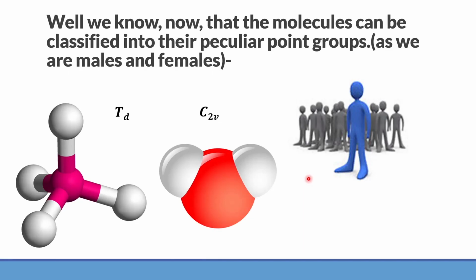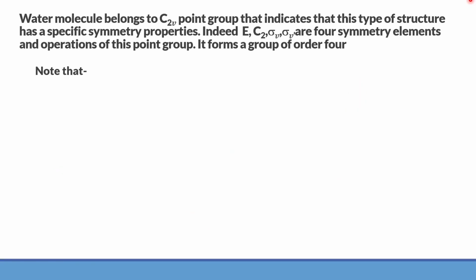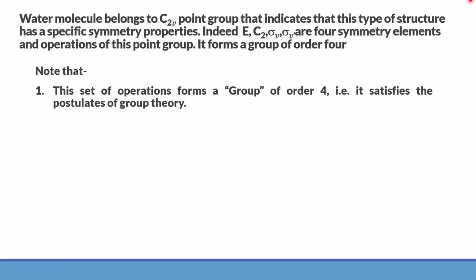We know that molecules have been classified into various symmetry properties, like males and females we have. Similarly, molecules have peculiar characteristic point groups, like for water it is the C2V character table, and for another it is a tetrahedral molecule. If we talk about the water molecule, it has a peculiar C2V point group that has 4 symmetry elements: identity E, C2, sigma V, and sigma V dash are the 4 symmetry elements of this point group.